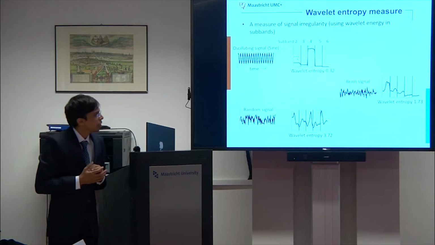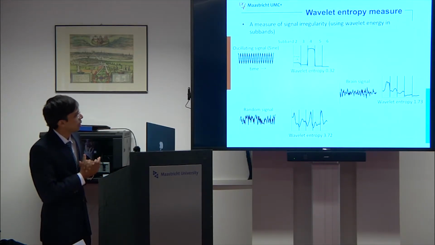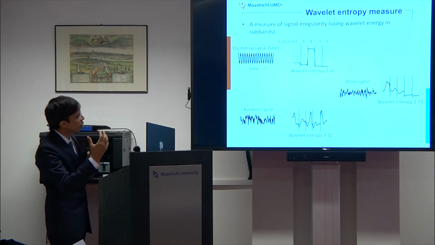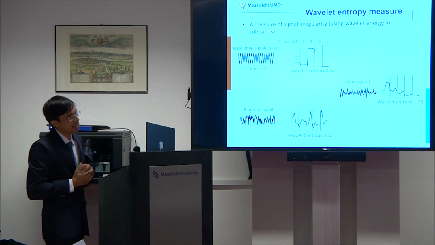However, for a brain signal, wavelet energy reduces from lower subband to a higher subband in a structured fashion. And therefore the wavelet entropy was in between a random signal and a perfectly oscillating sine signal.